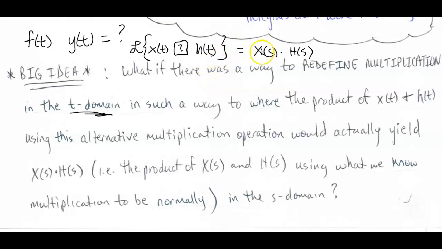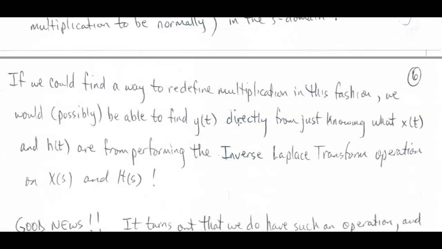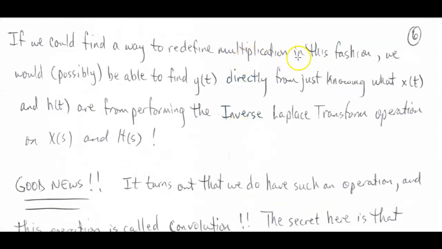So put another way, how does regular multiplication in the Laplace transform domain translate to multiplication in the t domain, okay? So if we move on here, if we could find a way to redefine multiplication in this fashion, we would possibly be able to find y of t directly from just knowing what x of t and h of t are, from performing inverse Laplace transform operations on big X and big H, okay?